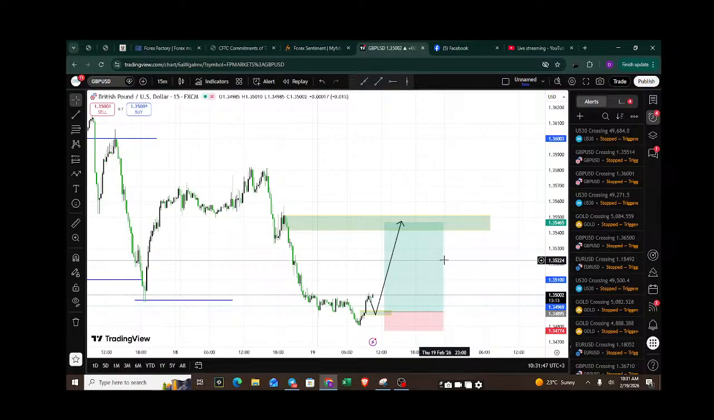So it's 1/2. How do I add? How do I add more pairs on my MT4? Okay.